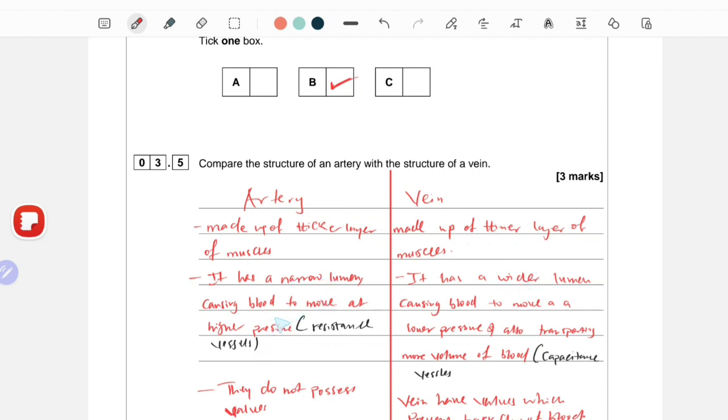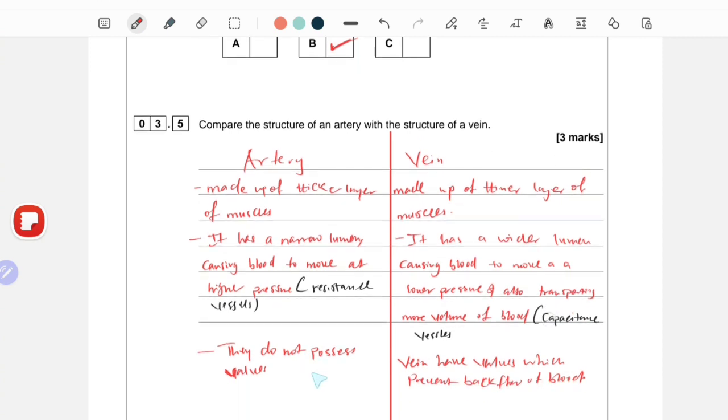So this makes blood move at a very high pressure, so it is called a resistance vessel for this reason. But because the vein has a large space at lower pressure, it is called a capacitance vessel, so it carries more blood. Arteries do not possess valves, while veins possess valves, even though there's a bit of an exception here.